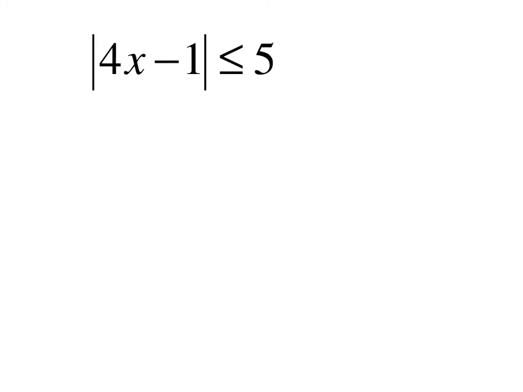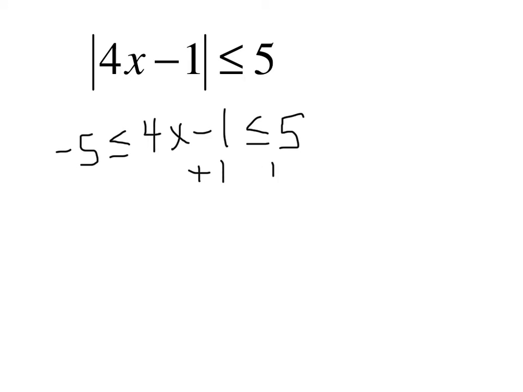The absolute value of 4x minus 1 is less than or equal to 5. It's less than, so 4x minus 1 is between -5 and 5. We have to solve this inequality for x by isolating x in the middle. We have 3 different locations. We need to get rid of that 1, but we can't just add 1 to the middle. We have to add 1 to all 3 places.